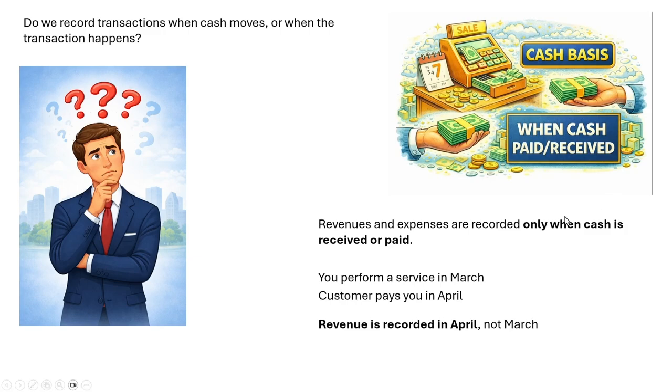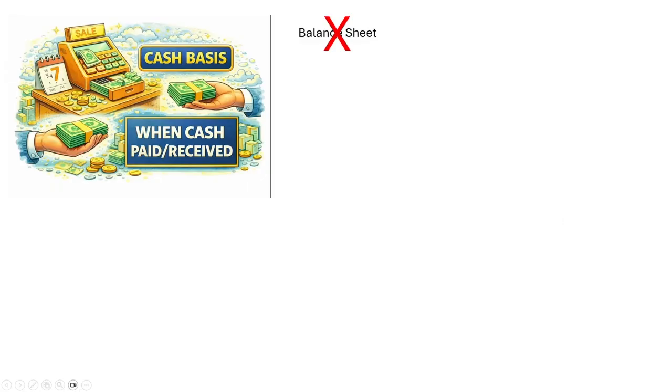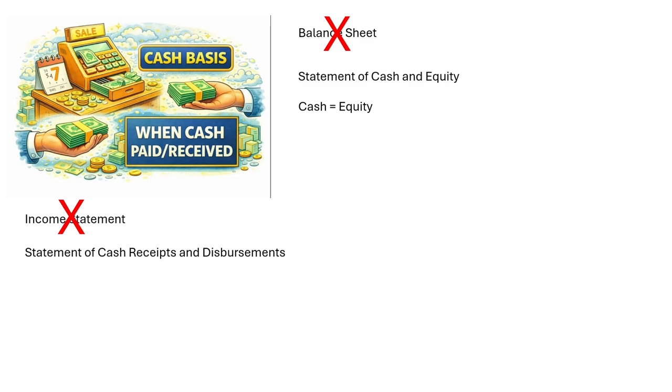Because we only track cash movement, the traditional financial statements don't fully apply. There is no balance sheet showing assets and liabilities like accounts receivable or payable, and no income statement in the traditional sense. In the balance sheet, we deal only with cash and equity. So the formula for the balance sheet, or statement of cash and equity, is cash equals equity. As there is no income statement, there is a statement of cash receipts and disbursements. This statement simply shows two things: cash received from all sources and cash paid to all sources.